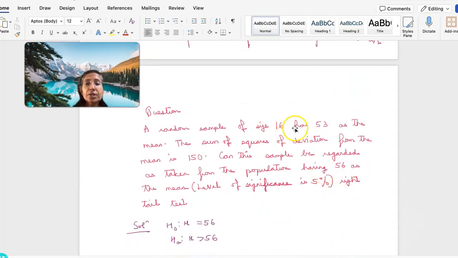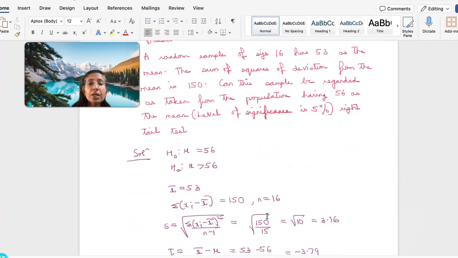A random sample of size 16 has 53 as the mean. The sum of squares of deviation from the mean is 150. Can this sample be regarded as taken from the population having 56 as the mean? Level of significance is 5%. This is a right tail test. So H0 is mu equal to 56 and HA will be mu greater than 56. And x bar is given to be 53, summation xi minus x bar the whole squared, what is that? The sum of squares of deviation from the mean.